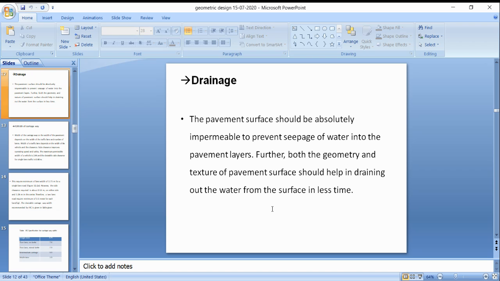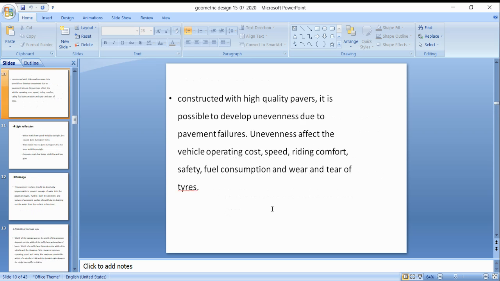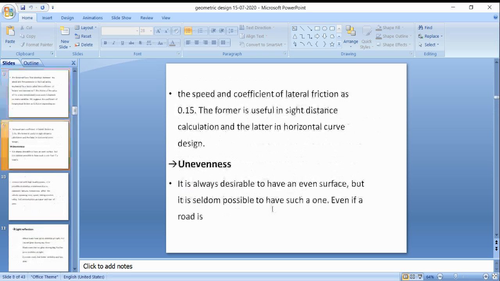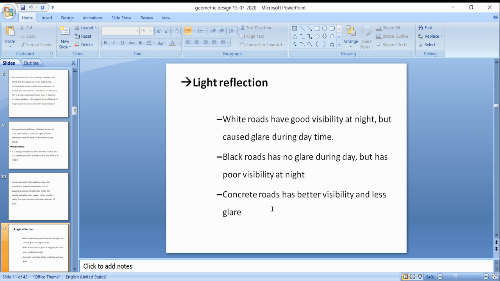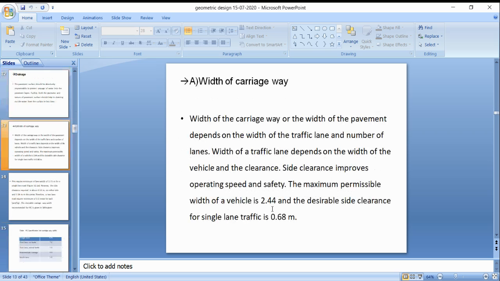The pavement should have good friction, good visibility with less glare, and it should not have unevenness. It should have a drainage facility. So at the time of designing, we have to see all the factors which are there. These are the important ones.